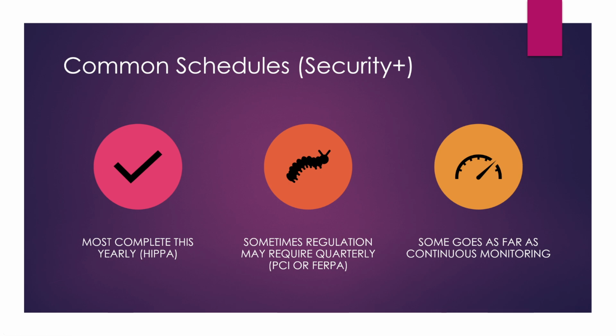So here are some common schedules in case you are asked on the Security+. An annual risk assessment might be for HIPAA or even PCI. However, annual assessments may not be sufficient depending on the size of your organization. You may need to do quarterly risk assessments.